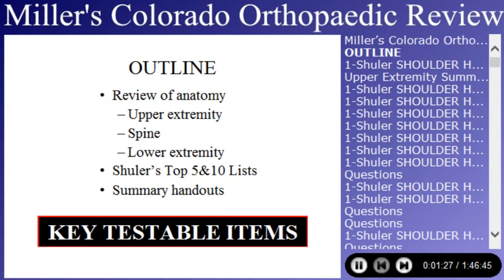And the way I've broken up this lecture is we're going to begin on the upper extremity first, then go to the forearm, then the spine, lower extremity. At the end of each section, I have my top 5 or 10 list. Those I highlight the top 5 or 10 points that I feel are key testable items. There are summary handouts also provided, and we are going to focus on the key testable material.